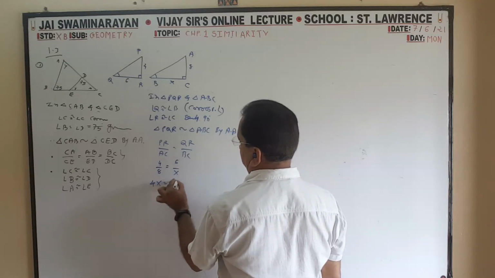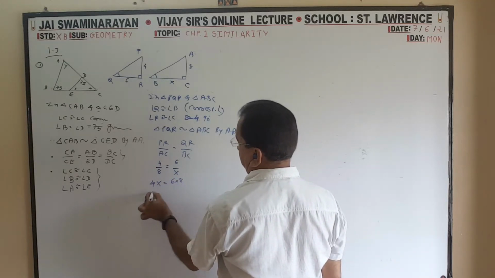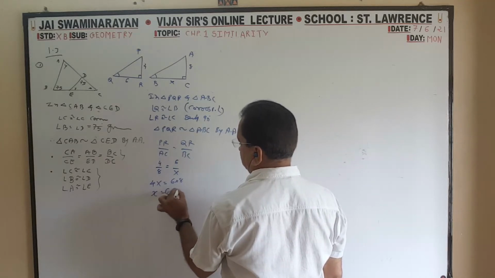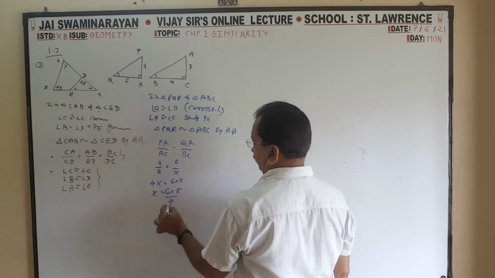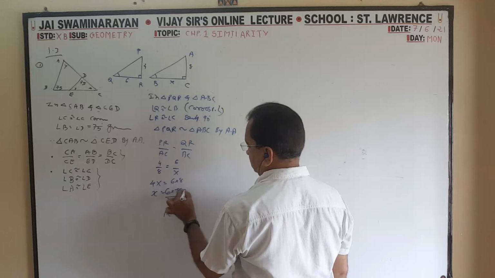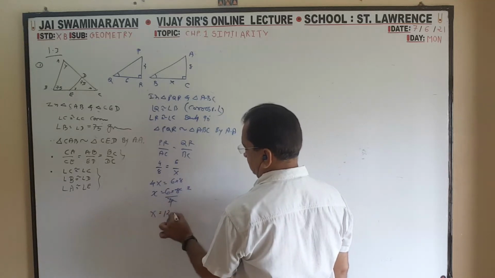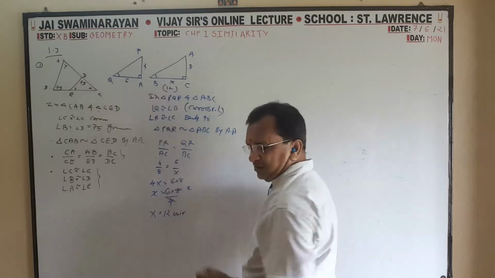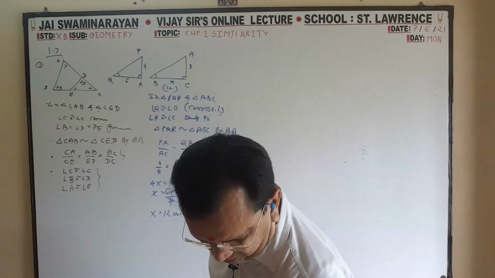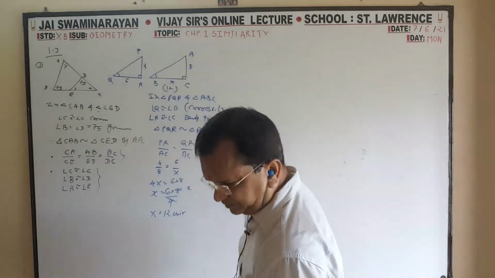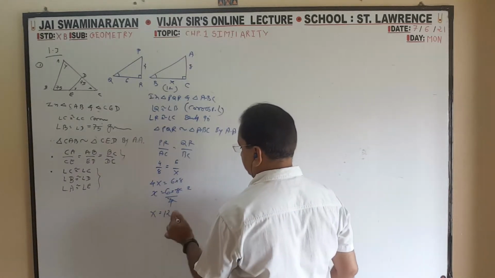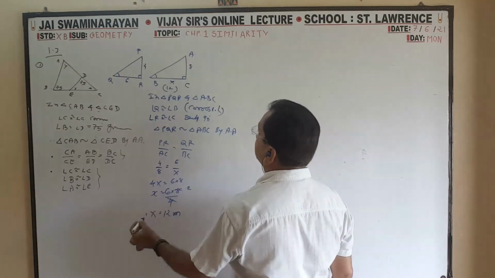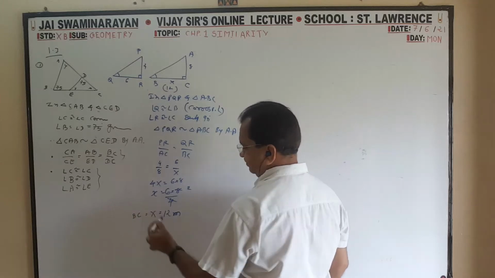4x is equal to 6 times 8, so x is equal to 6 times 8 by 4. 4 twos are 8, so it is 12. So this will be 12. And I think it is given in meters, all the things. Not given in meters. But whatever x is, you have to mention it.